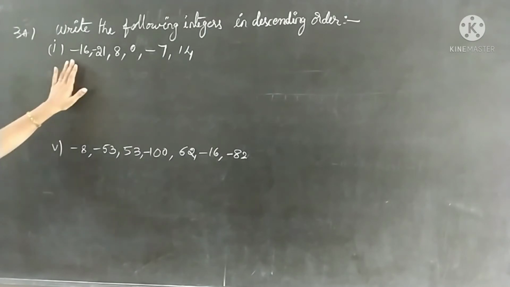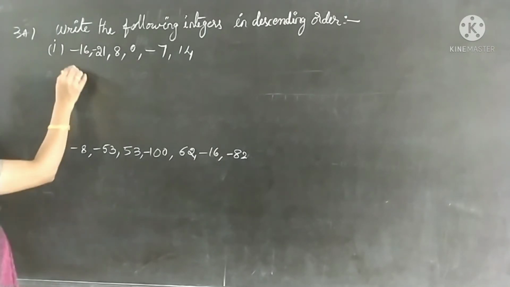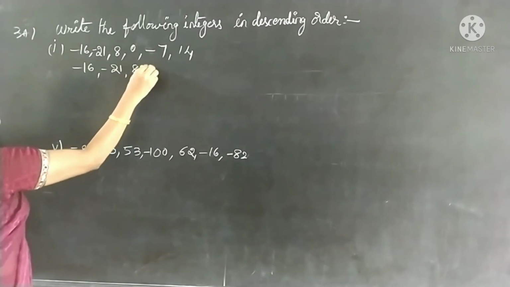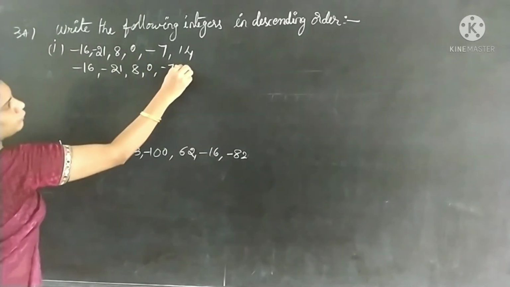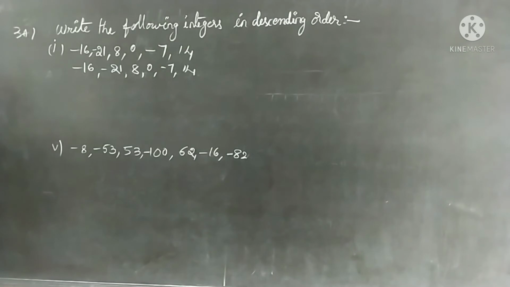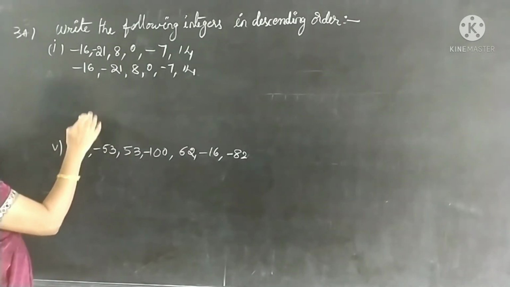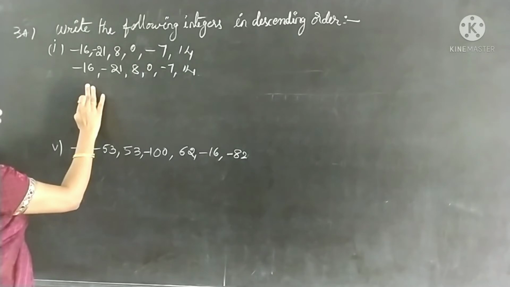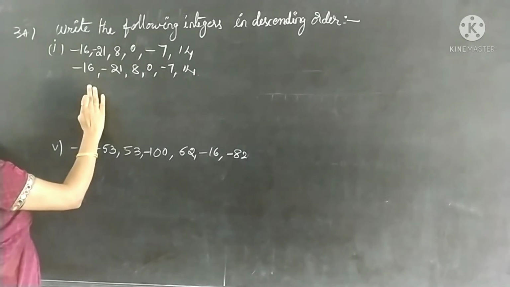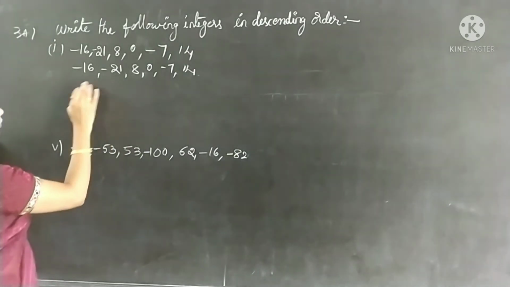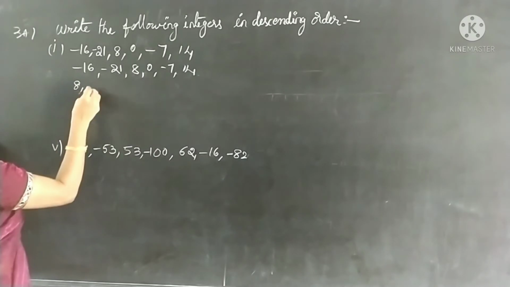Okay, first, write down once again the given numbers: minus 16, minus 21, 8, 0, minus 7, 14. Okay, these are the given numbers. We have to write in descending order. Descending order means from the bigger to smaller. So, bigger number means you get the positive numbers first. Right? Positive numbers are greater than negative numbers. So mention first all the positive numbers.